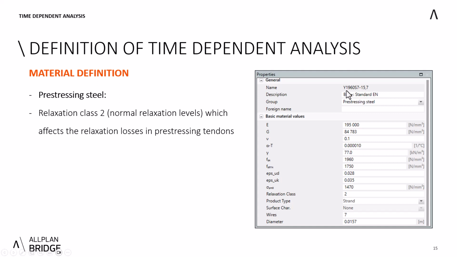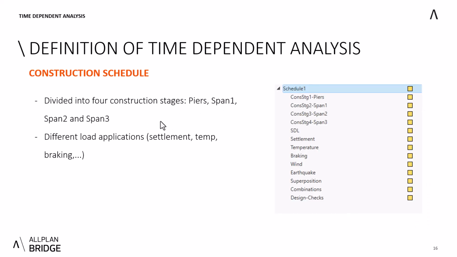And in this case, we also see all the basic material values that we're using in this project. But here we have defined the relaxation class of 2, which translates to normal relaxation levels. And this affects then the relaxation losses in pre-stressing tendons. So this is from the material point of view.